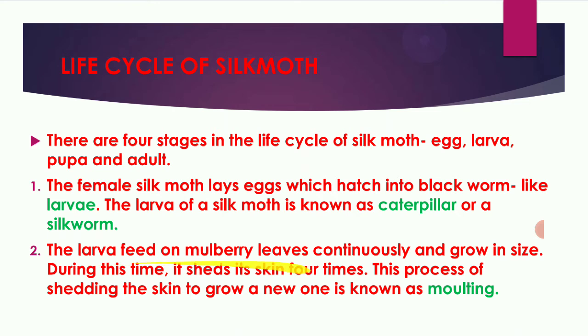These larvae feed on the mulberry leaves. They eat the mulberry leaves continuously and grow in size. While they eat mulberry leaves, they shed their skin four times. This process of shedding the skin to grow into a new one is called molting. Molting means removal of the skin.